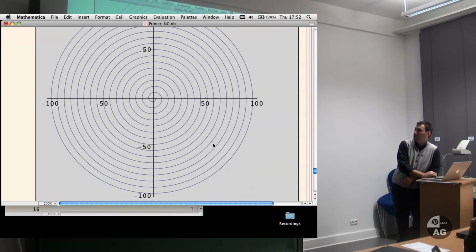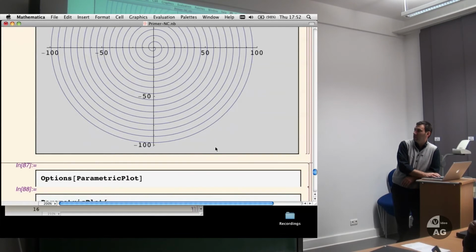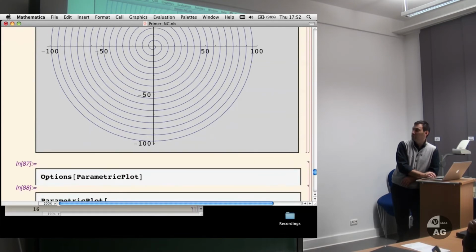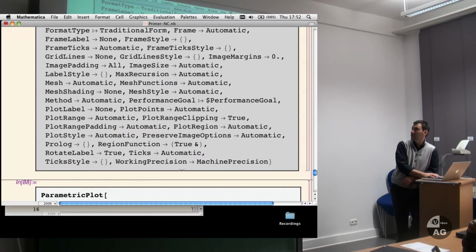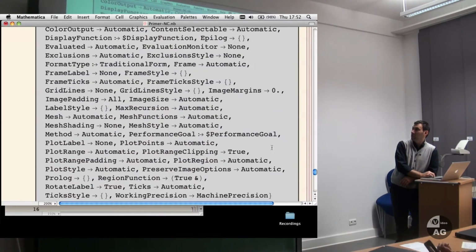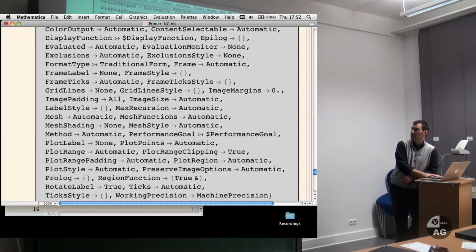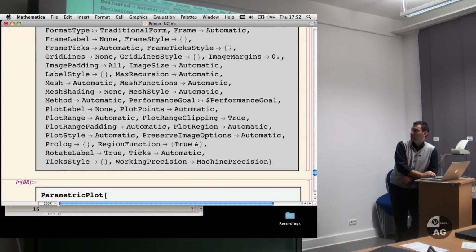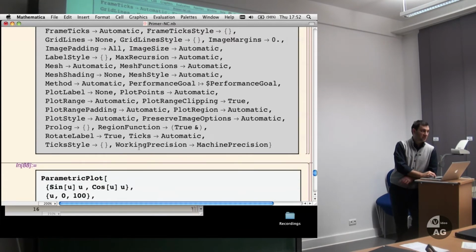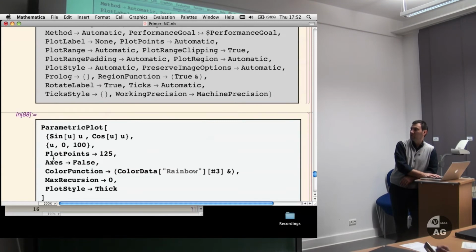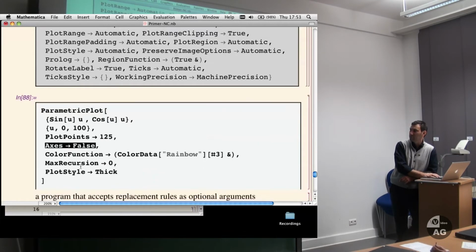Okay, and now I want to be artistic, and I want to change this plot. So first of all, I look at the options available, and there are gazillions of them. If you look at them, not all of them, but most of them are replacement rules, okay? Arrow, arrow, arrow. So now I want to change some of these options. What I have to do is define my own replacement rules. So I'm going to use fewer plot points. I will eliminate the axes and so on and so forth.